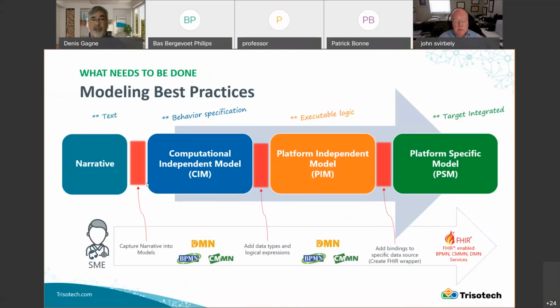And basically, the first gap, going from the narrative to the computation independent model, really requires the capture of narrative into models. So that's the task to be done. Then when moving from the computation independent model to the platform independent model, we need to add the notions of data type and logical expressions. And then when moving from the platform independent to the platform specific, we need to add bindings that are specific to the data source. In our case here, the FHIR data source, or the FHIR wrappers, as we call them in our practice at Trizatech.